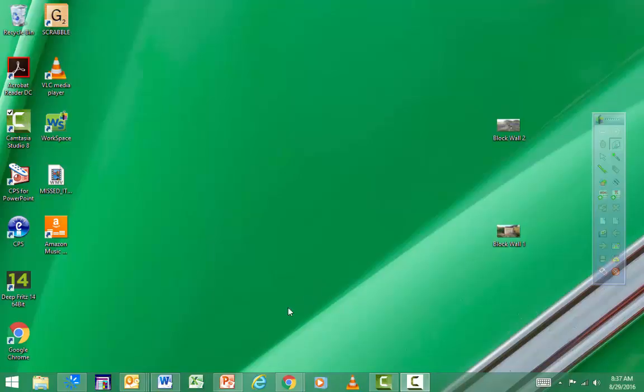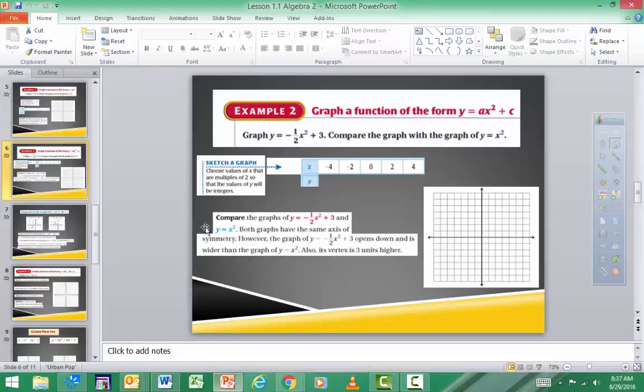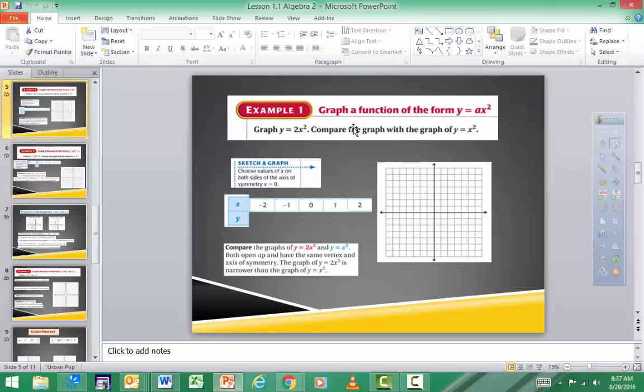Okay, so let's continue with our graphs. Last time we started graphing and we found the effects. I think we were on this slide. Hang on just a second. We're on this slide. We did this problem together and we found out the effects of that too. It made a vertical stretch, right?